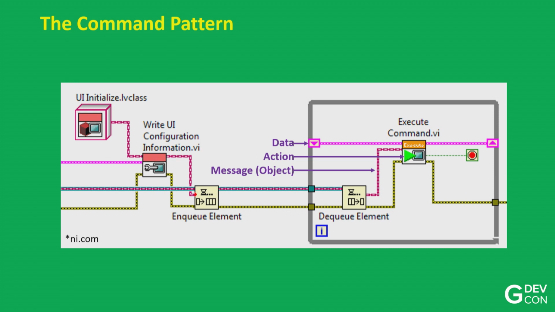So here we have a piece of code where we are enqueuing an initialization message. Then inside our message handling loop here, we are dequeuing that object, and based on the object that we dequeue, this execute command is going to dynamically change to whatever was held by this object.